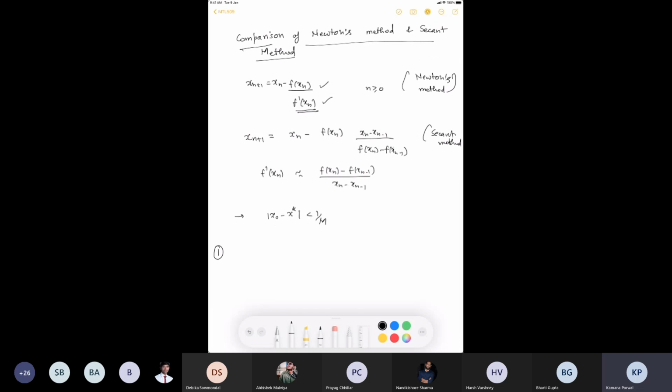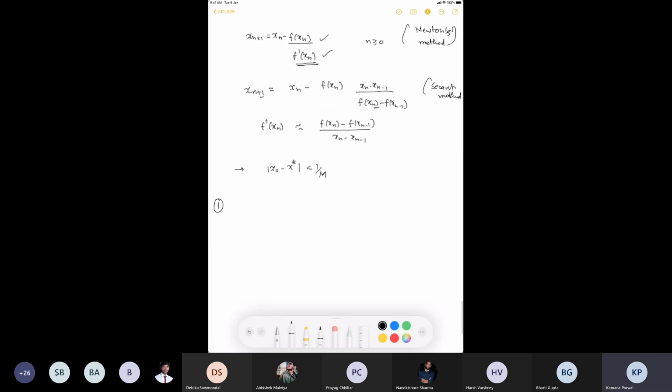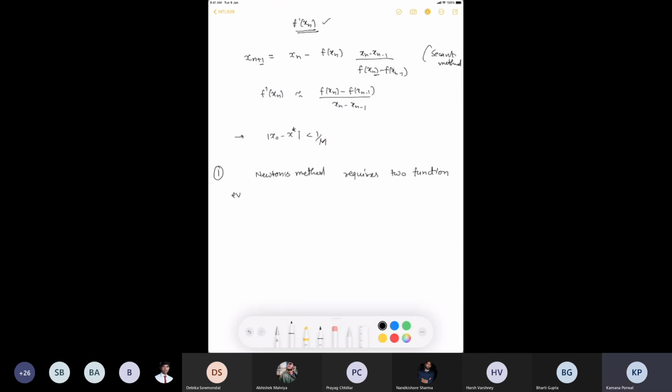But if you try to see the secant method, suppose you have already stored the previous values. You have already stored the f of xn minus 1, right? So at the n plus 1 of the iteration, you just have to compute the f of xn, right? So this is one major difference here, that Newton's method requires two function evaluations at every iteration. And what are the two evaluations? They are f of xn and f prime of xn.